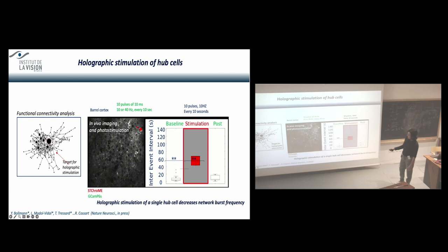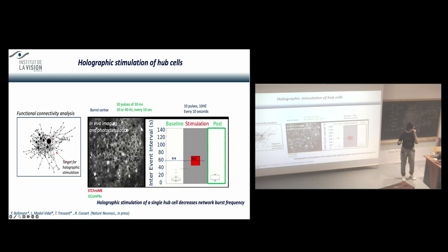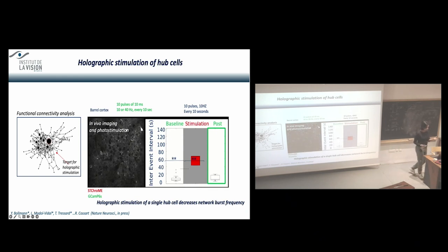And then at a certain point, we will remove the spot from the cell. And what you will see is that the network starts to fire again as it was before. So this was a very important result, because it was the first time that in vivo it was possible to demonstrate that just a single cell can have a major impact on an entire microcircuit.